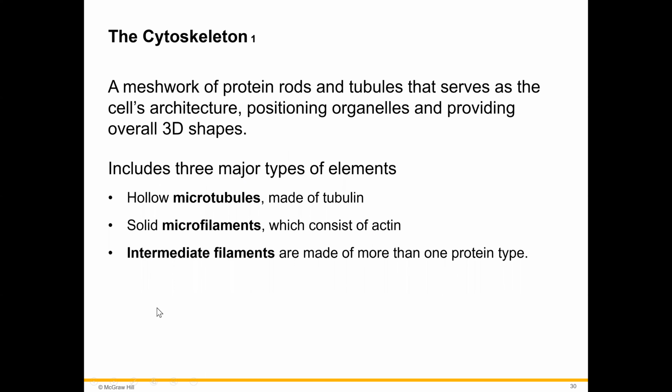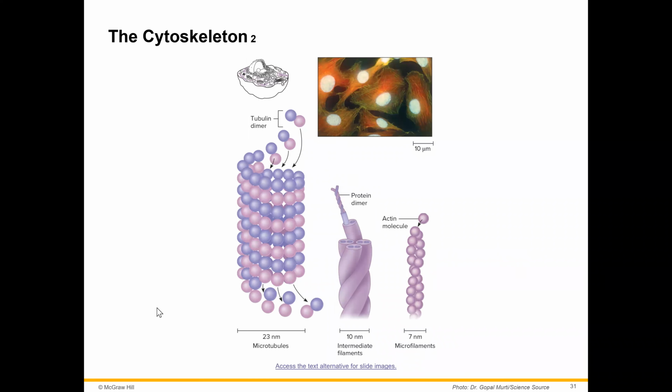Right, so here's part of the cytoskeleton, microtubules, right, like bigger hollow filaments made of tubulin. Then this is our intermediate filament that is made of several different proteins, and here's our microfilament made of actin molecules.